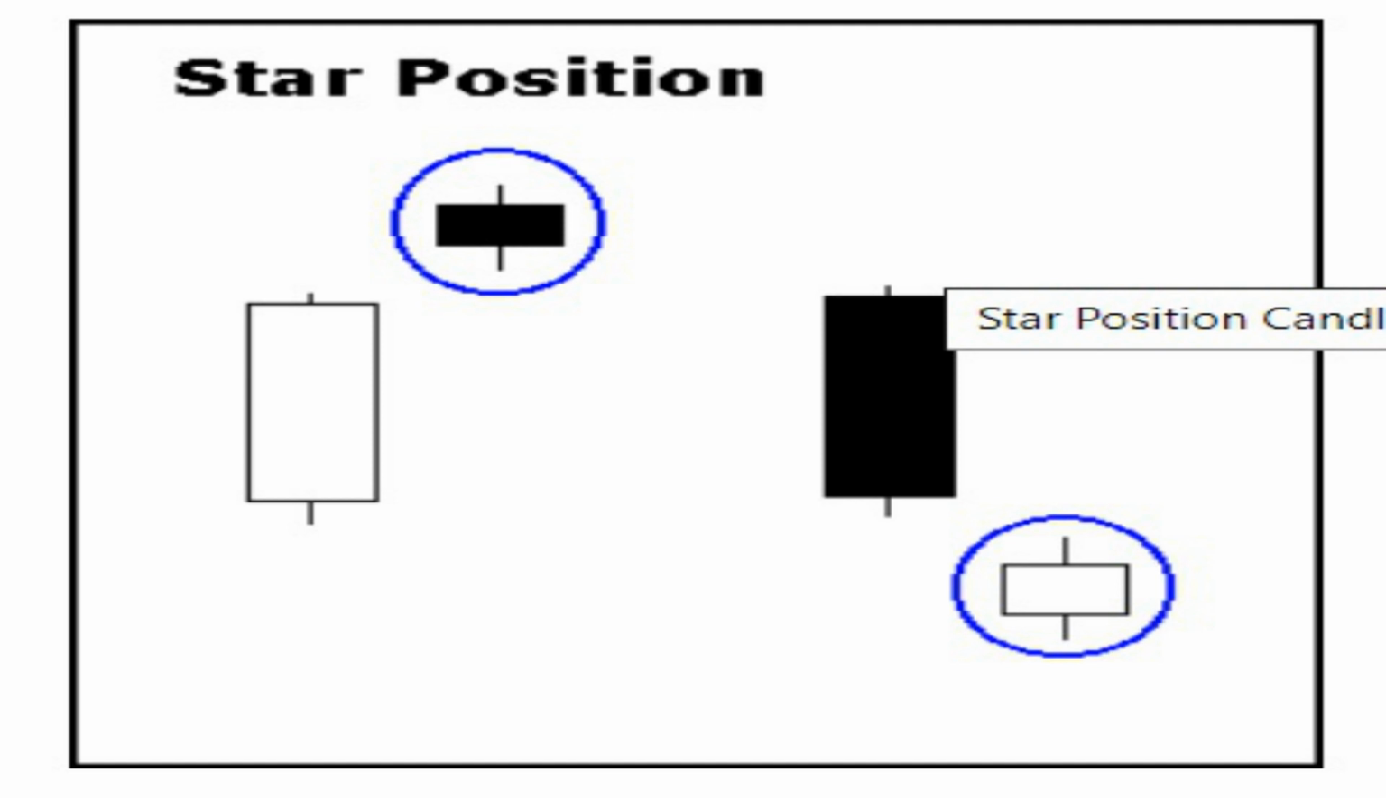Doji, hammers, shooting stars and spinning tops have small real bodies, and can form in the star position. There are also several 2 and 3 candlestick patterns that utilize the star position.